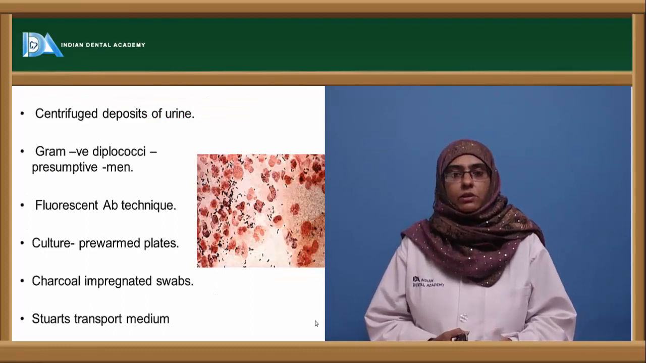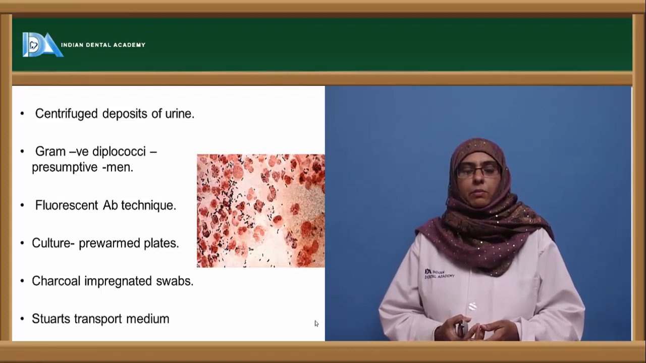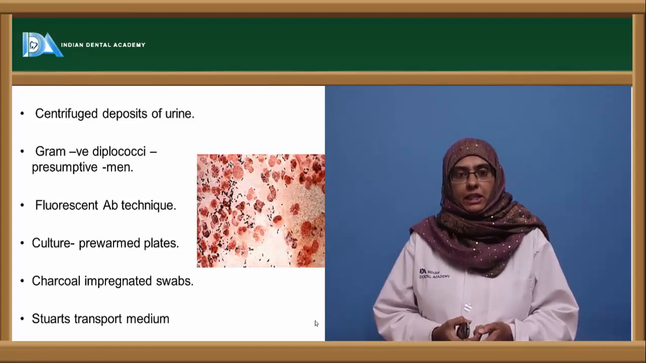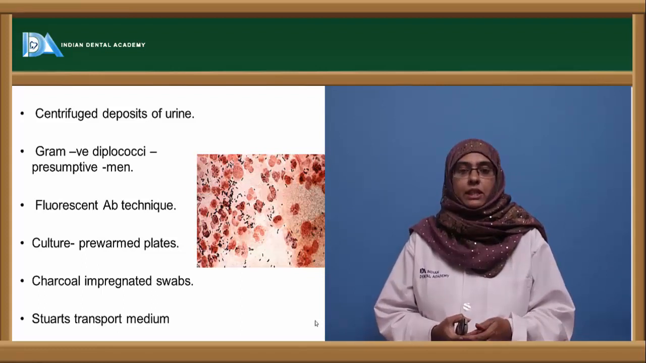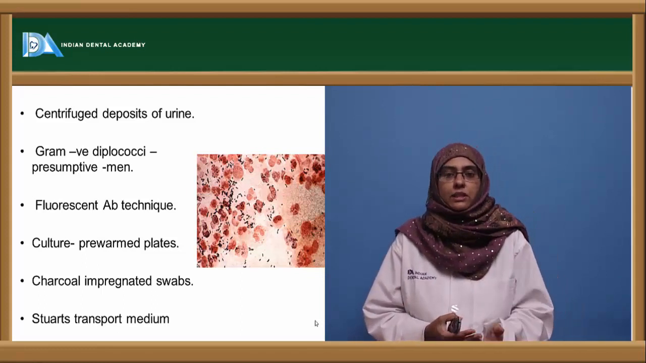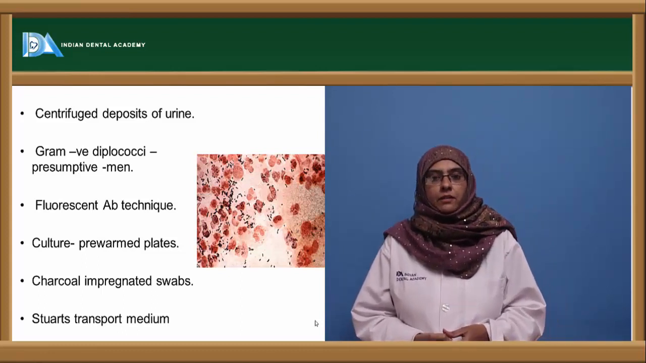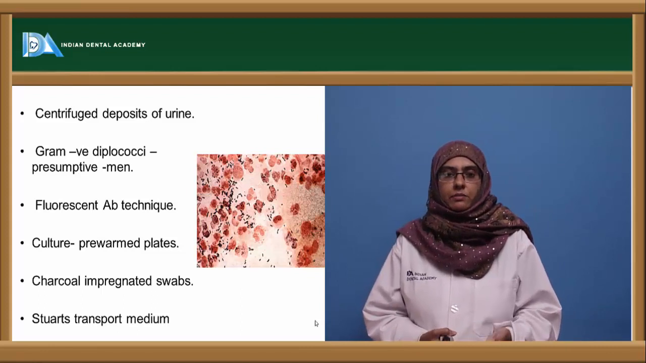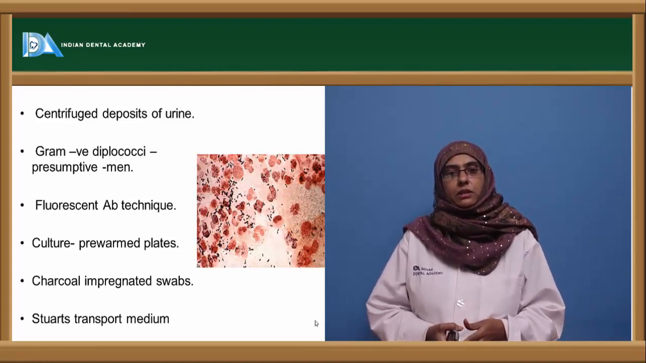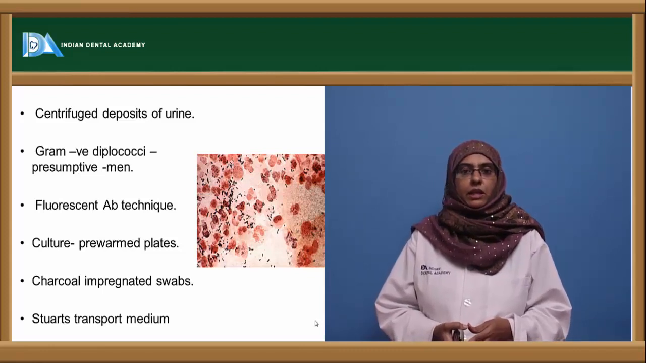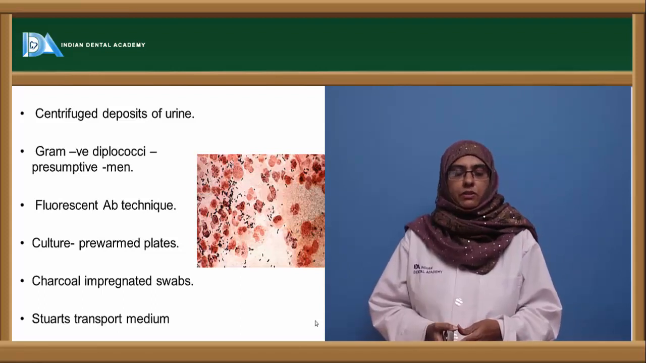Next, you can also go with the centrifugation process, where the deposits of the urine can be taken to identify the organism where there is no purulent exudate released. In that case, you can go for the urine specimen. With the help of the smear in gram staining, you can identify the organism. That is a presumptive test. The organisms which are gram negative diplococci are said to be positive for Neisseria gonorrhoeae. That is a presumptive test in males.